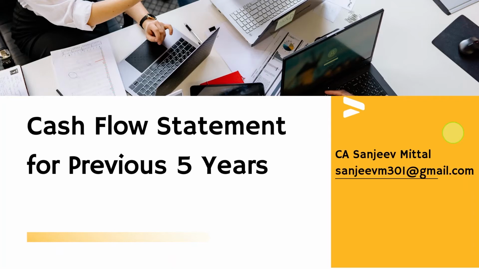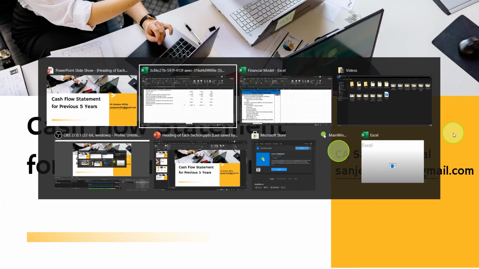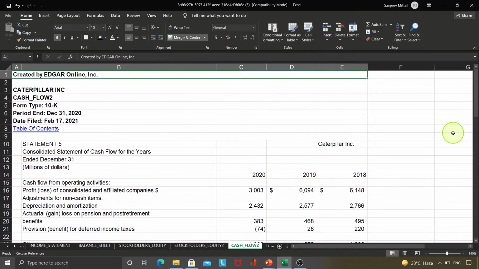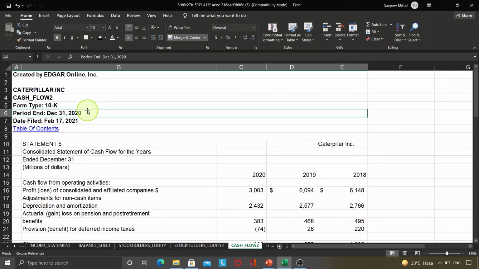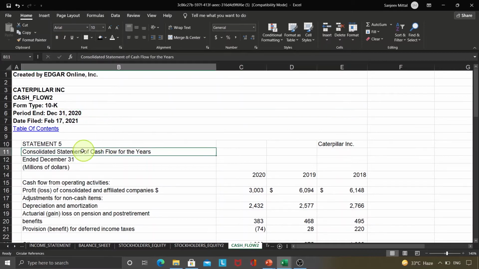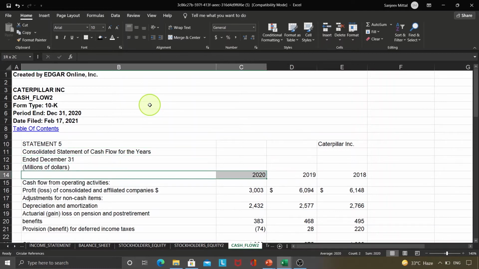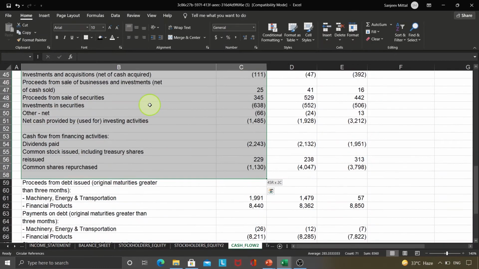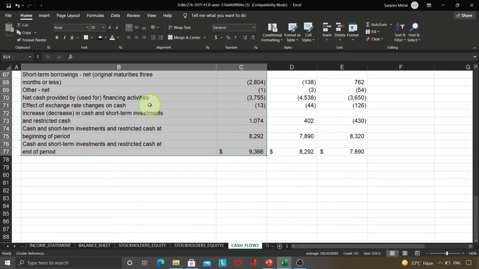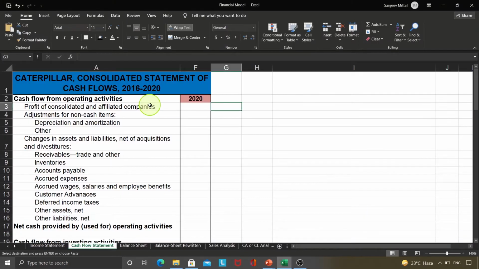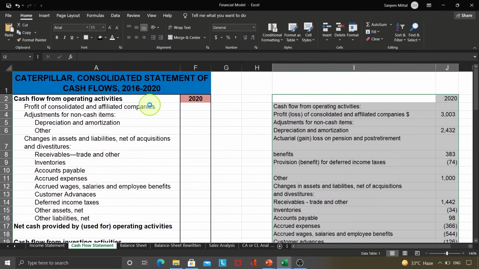I welcome you all. Let's try to find out the cash flow statement for Caterpillar Incorporation for the previous 5 years. For that purpose, we shall go to the annual report of Caterpillar Incorporation for the year 2020, and inside this annual report, we shall go to the consolidated statement of cash flow for the company. And I shall copy the details for the year 2020 from the consolidated cash flow statement for you. And once I copy, I shall paste these details here for your reference.